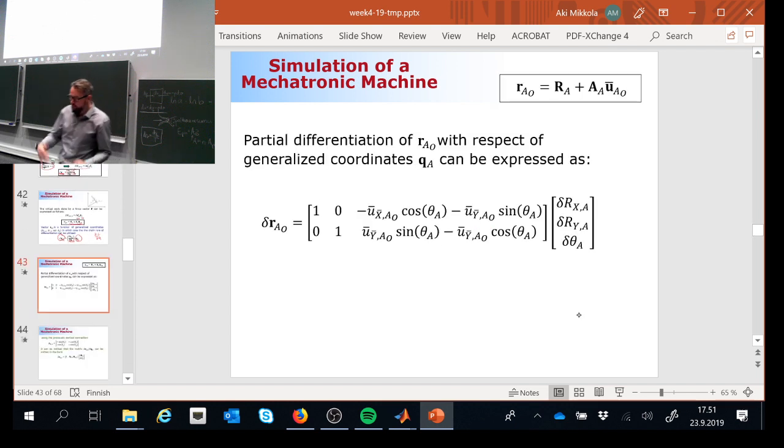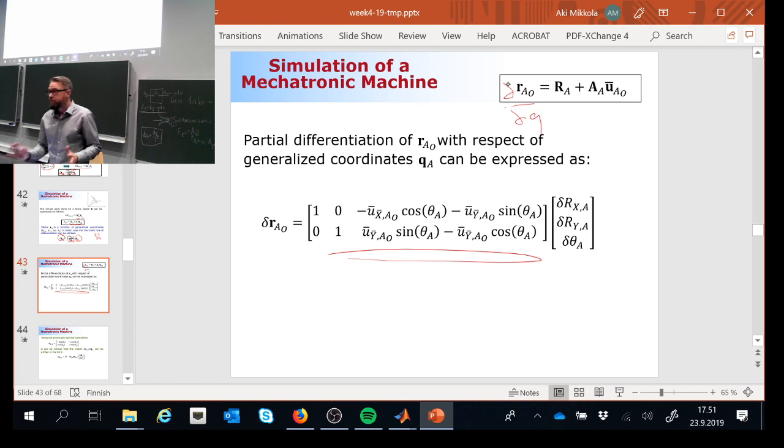Okay, let's put the details of this position into that previous equation. And then I'm going to take this partial operation. So I'm going to take a partial of this vector with respect to my generalized coordinates. You will see what happened. First, you're going to differentiate this with respect to Rx. You're going to get 1. And then with the Ry, you're going to get 0. And then others are expressed here. The same thing with the x component of vector r, and then this is how it looks.